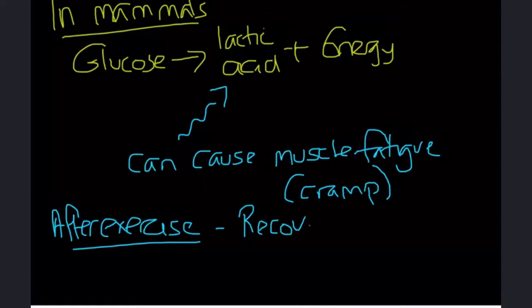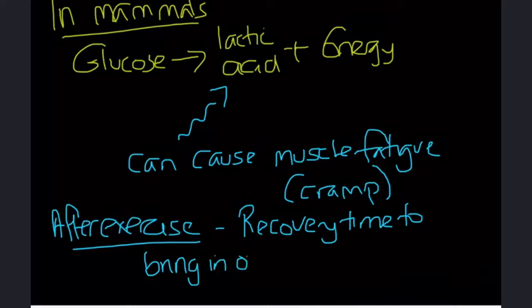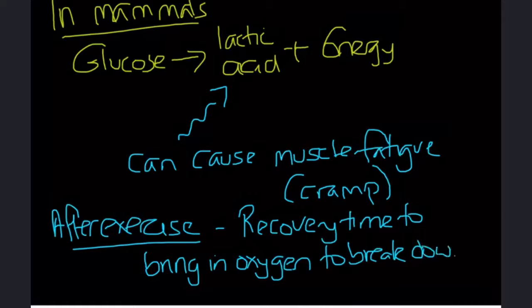In mammals, the product of anaerobic respiration is lactic acid, which can cause muscle fatigue or cramp. So after exercise, there's a period of time known as the recovery time, which is when extra oxygen is brought in to break down that lactic acid and prevent muscle fatigue or prevent cramp occurring. This is known as repaying the oxygen debt.